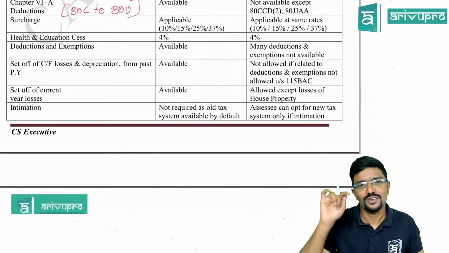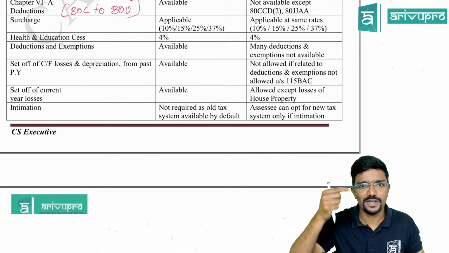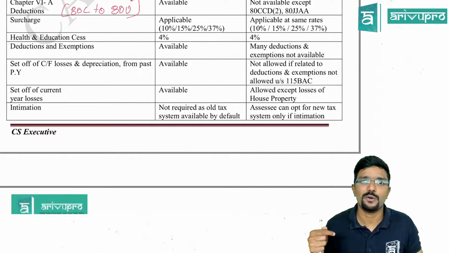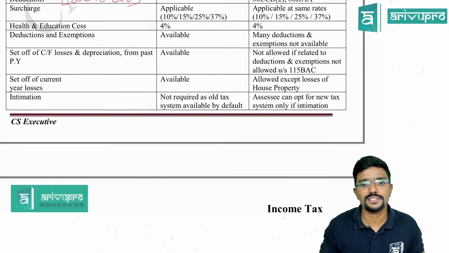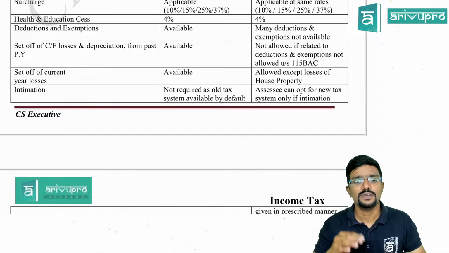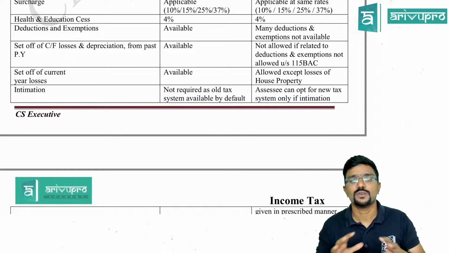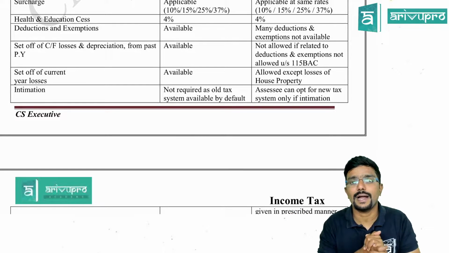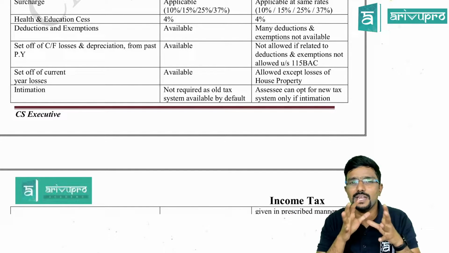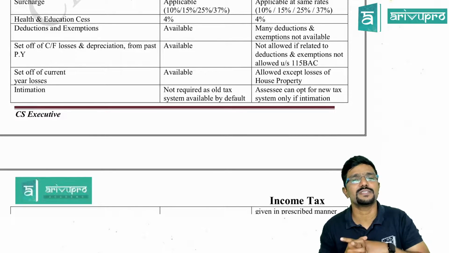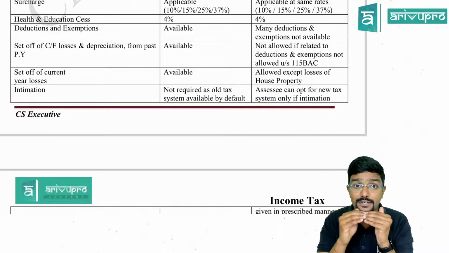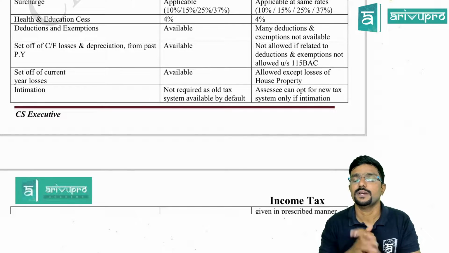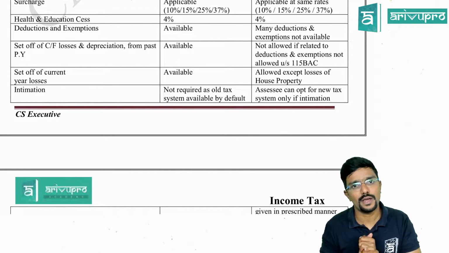What are they? We will learn eight-wise, guys. That is, when we are learning each head of income, I will be covering it. Next, also with respect to set off and carry forward of losses and depreciation from previous years. Under the old scheme, there are no restrictions. But under the new scheme, if any loss or depreciation is related to a deduction which is not allowed under the new scheme, you cannot carry it forward.